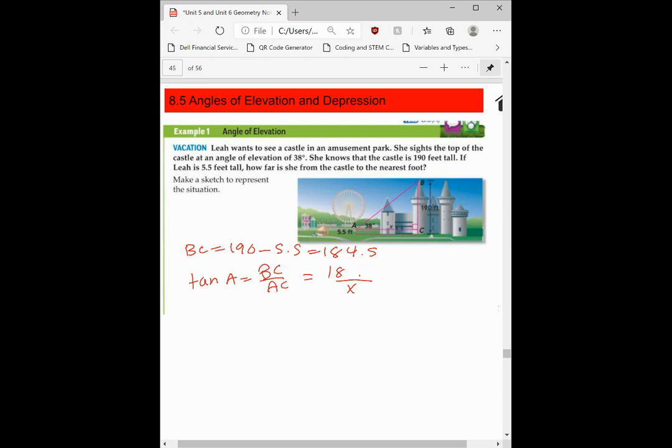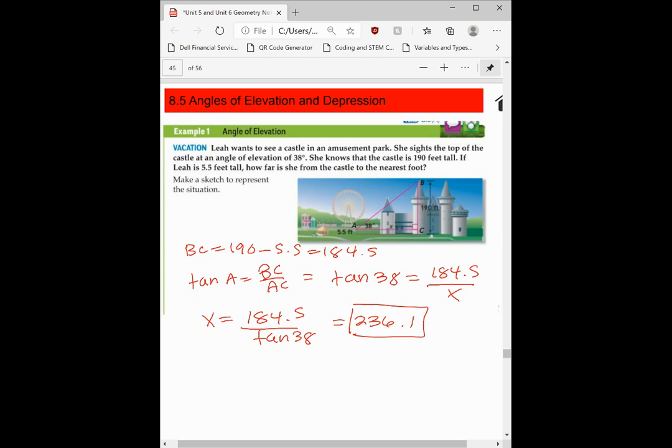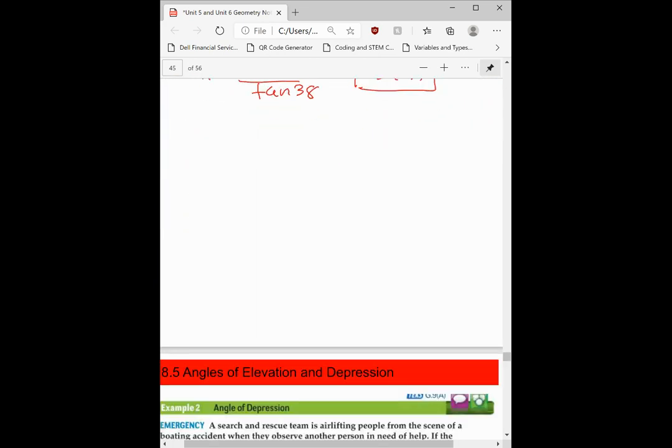And let me write out the whole thing. So tangent of 38 degrees equals 184.5 over x. So that means we have to get x by itself by multiplying both sides by x and dividing by tan 38. So we have x is equal to 184.5 divided by tan of 38, which is, if we plug into our calculator, 236.1. Okay. So let's go on to the next one.